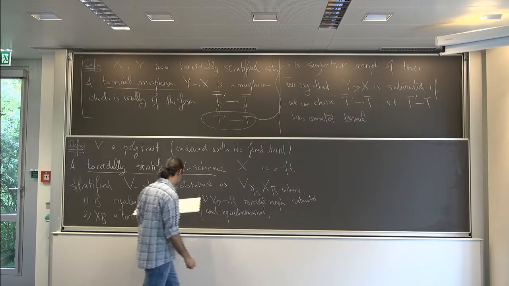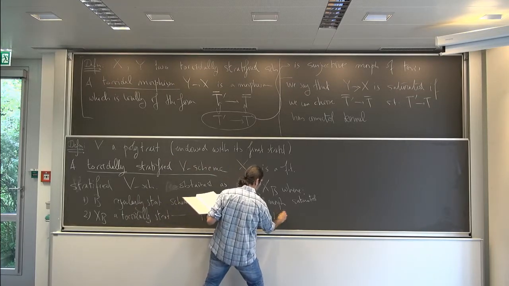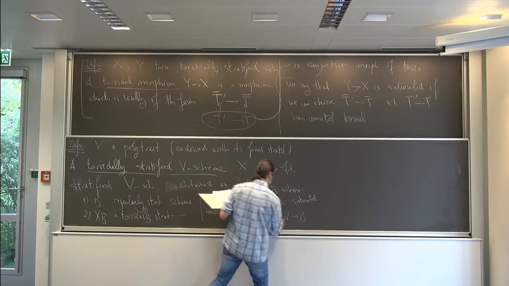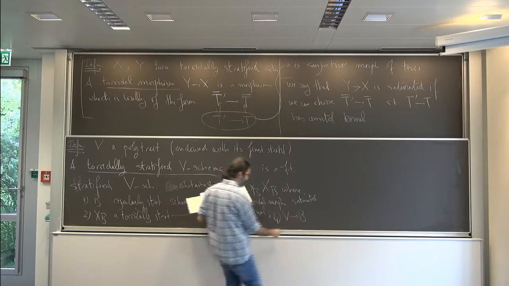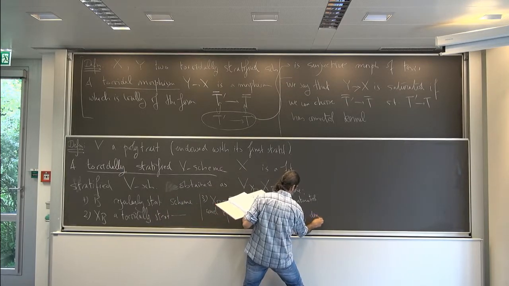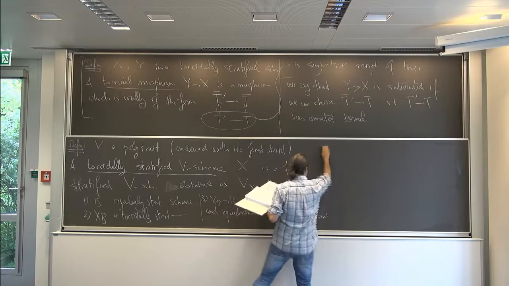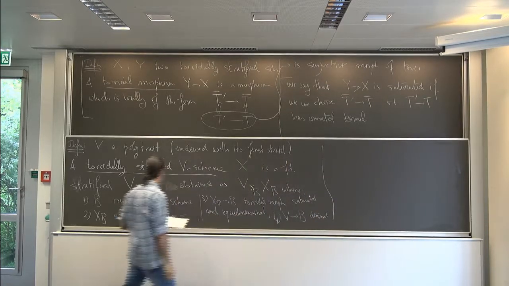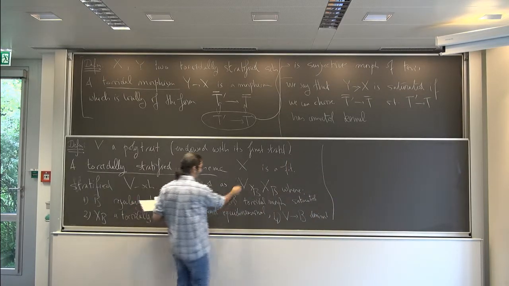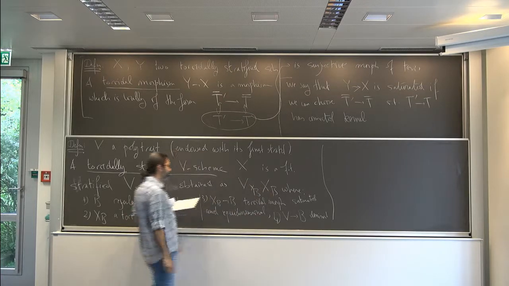And finally, we have a map from V to B, which is dominant. Okay, and so of course, this is certified by the fiber product certification.